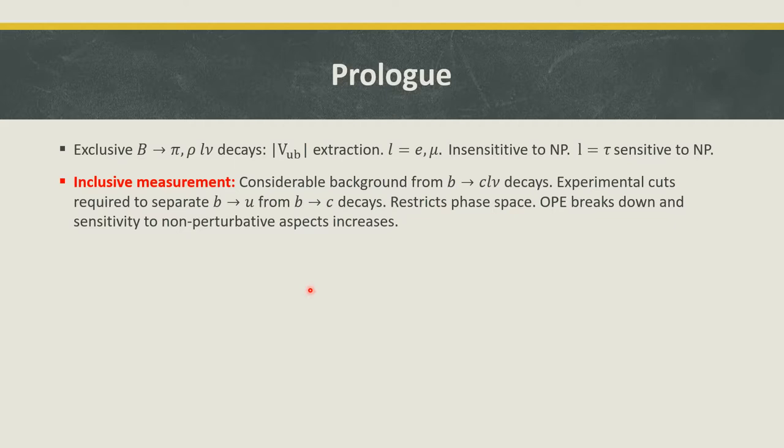There are two estimates. VUB can be estimated from both inclusive and exclusive decays. However, in the inclusive sector, the situation for VUB extraction is not as happy as VCB inclusive, because there is considerable background from B2CL nu decays. So one has to employ experimental cuts to separate the B2U from the B2C region. And this restricts us to a part of the phase space where the operator product expansion breaks down and sensitivity to non-perturbative aspects increases.